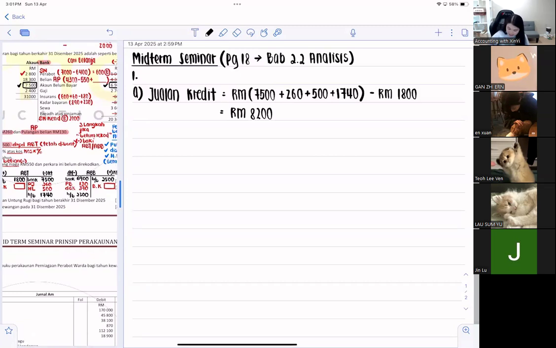Okay, found. And the next part B, belian credit. We are also going to be using the same way. First, we will compile the side where it's already total.